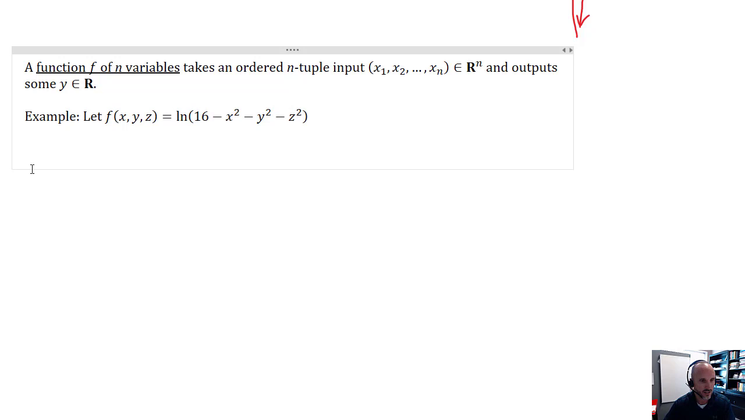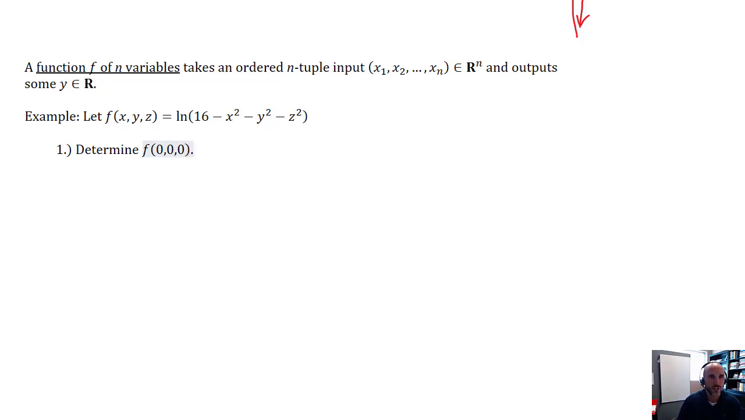Okay, and question one, let's determine f of 0, 0, 0. Well, that's no problem. That means plug in 0 for x, 0 for y, and 0 for z. So we get the natural log of 16 minus 0 minus 0 minus 0. So our output is just the natural log of 16. So now we're taking this ordered triple, 0, 0, 0, and outputting another number that we might think of as a w or something, since x, y, and z are taken.